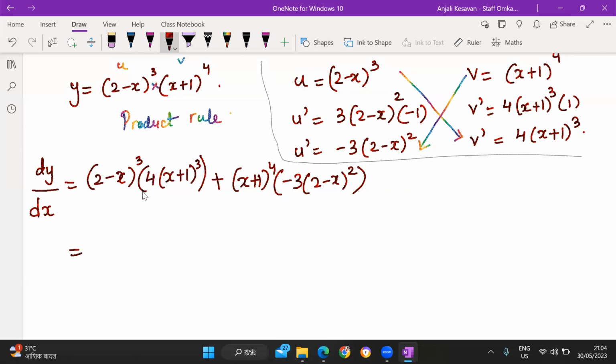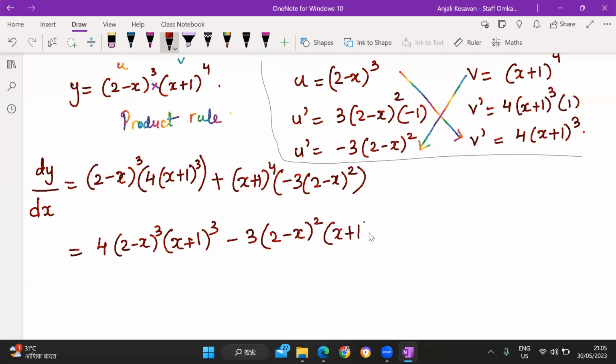So 4 is obviously going to stand outside, 4 times 2 minus x. There's nothing much to do here. Just keep the brackets together, multiply to each other, x plus 1 the whole raised to 2. You cannot multiply them together, so leave it as it is. Plus here, negative 3 will come out. So negative 3 times positive will be negative 3, right? Because negative 3, 2 minus x the whole square times x plus 1 the whole raised to 4.